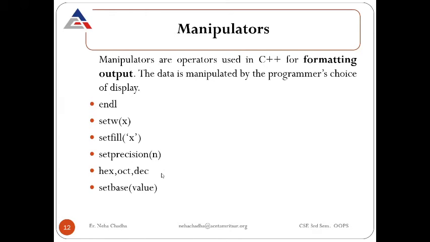Then there is setprecision. With setprecision, you decide how many floating point values you want to get. Then you can convert your code into hexadecimal, octal, and decimal. Then there is setbase. Let's find out with some examples.